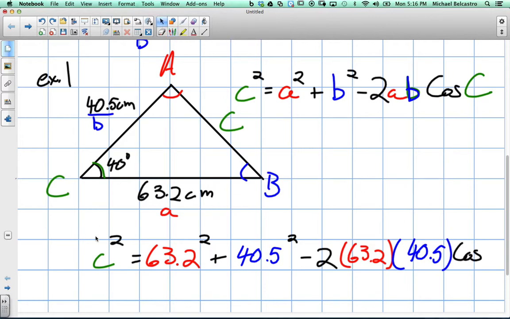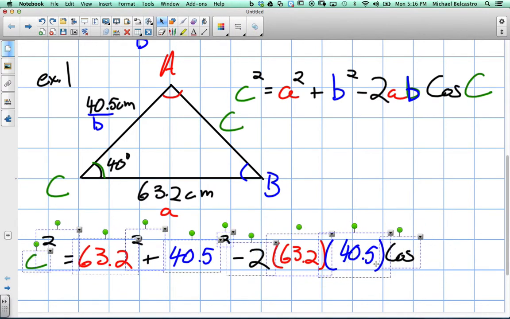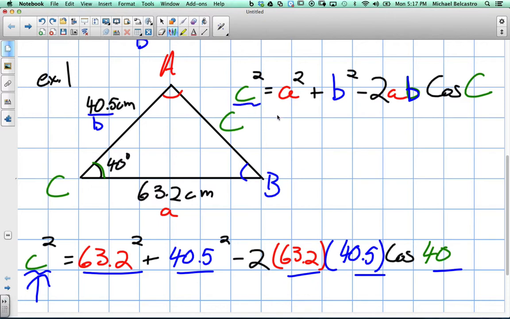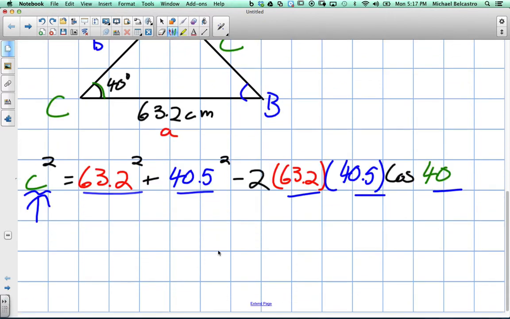I'll move it over so we have a little bit of room. And what is angle C? Do we have the measure of angle C? 40. 40, perfect. Cos 40. So there we go. Now what we've done is we've replaced every single variable in here with a number, and the only unknown is C, which is great because we can solve for one unknown. We just have to use our basic algebra now.